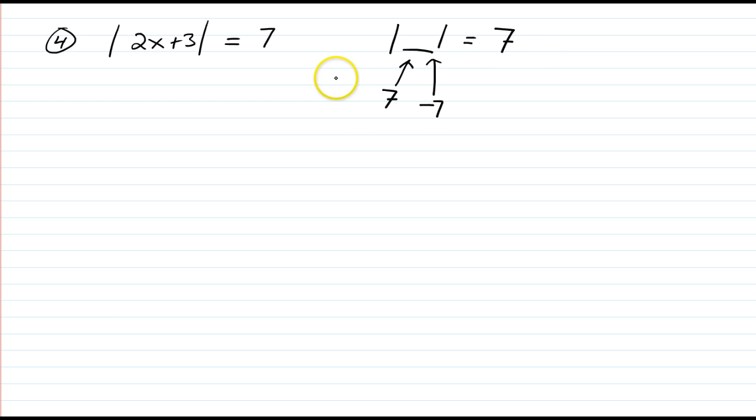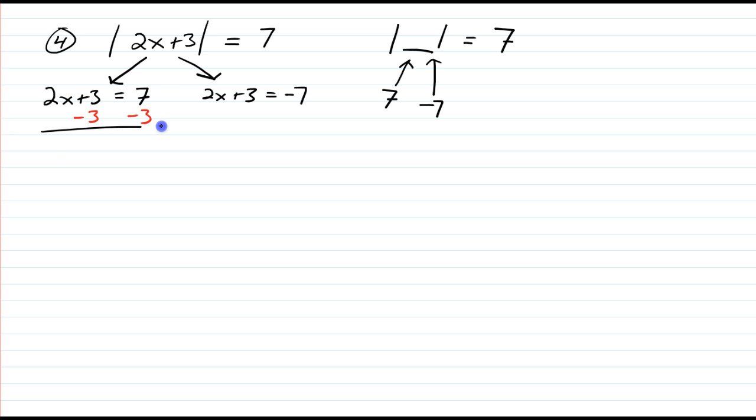So we have two possibilities. So this inside can equal two different things. It can equal a positive 7, or it can equal a negative 7. So we just have these two equations that we have to solve. So I minus 3 from both sides. And we get 2x equals 4. Divide by 2. And I get x equals 2.